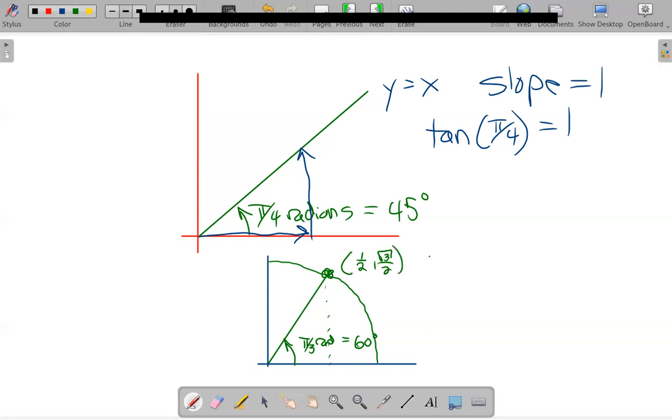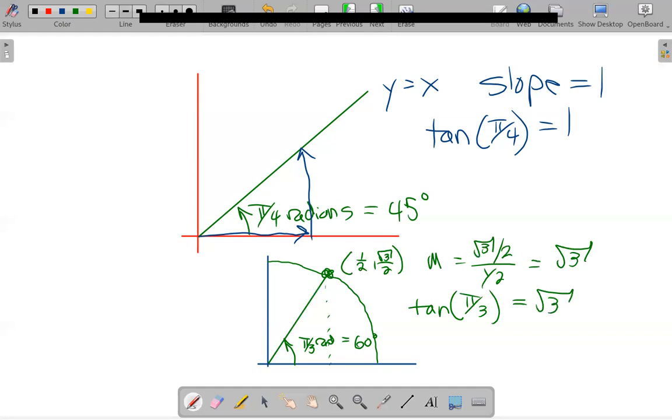So the slope here, m, ought to be the square root of 3 over 2 divided by 1/2. The halves conveniently divide out, and so the slope there ought to be the square root of 3. Now, if that's the slope, then the tangent of pi over 3 should be that slope, square root of 3. Let's check it out on a calculator.